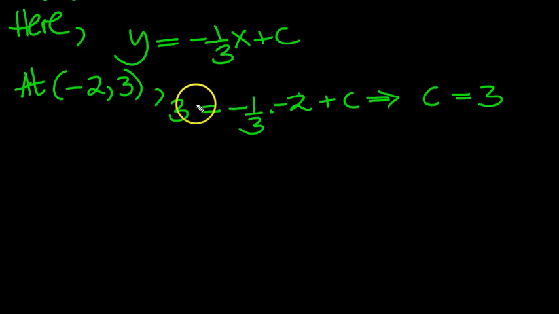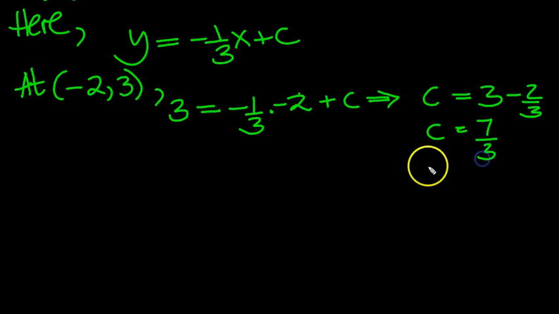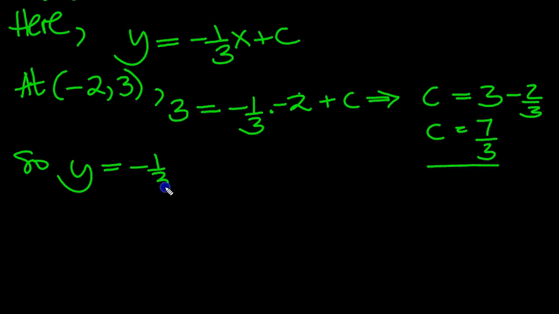And when you move it over, I'm reading from right to left, so that's got to go over with the 3. So that's a plus there, and it becomes a minus 2/3. So c equals 9/3 is 3, minus 2/3 gives 7/3, isn't it? So then y equals minus 1/3 x, which we've got here, plus c, which is 7/3.